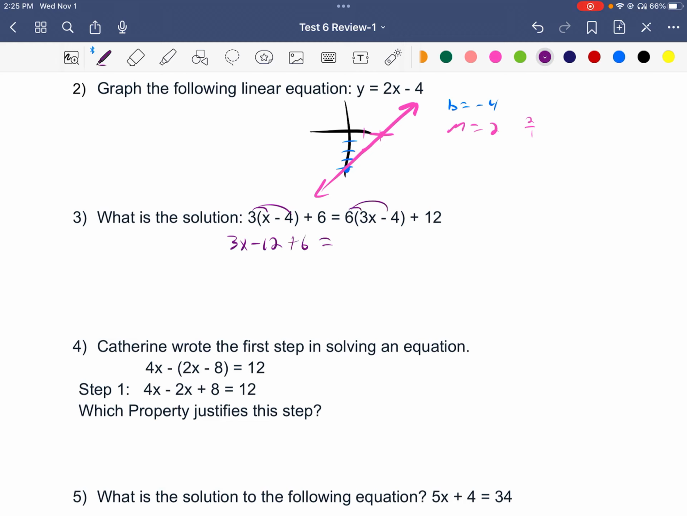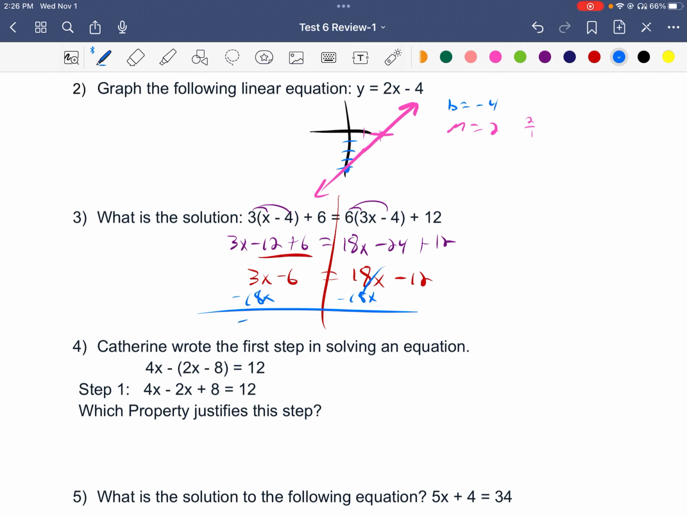Here I'm going to distribute the 6 and get 18x minus 24. Again, I stop when that parenthesis stops. Now I'm going to look to combine like terms on the same side of the equation. So I'm going to get 3x minus 6 because I did -12 plus 6. On the right side, I'm going to get -24 plus 12 is -12. Then I just get the variables to the same side. So I'll move it over to the left. It doesn't matter which way you move it. And I get -15x minus 6 equals -12.